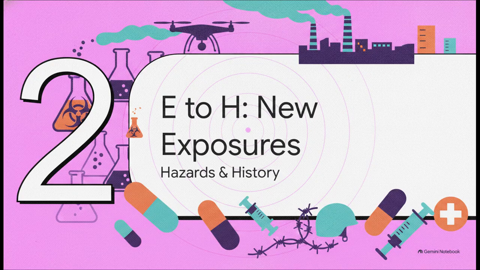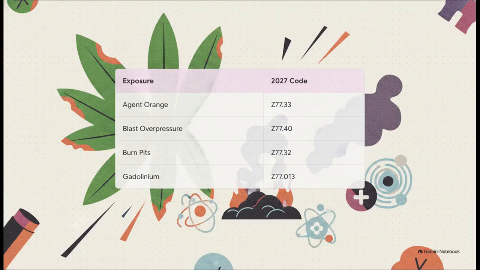Section 2, E to H, new exposures. And this brilliantly illustrates our next big theme. Modern environmental hazards, medical treatments, and military exposures are a massive focus for the 2027 updates. The tracking here has become just incredibly specific.